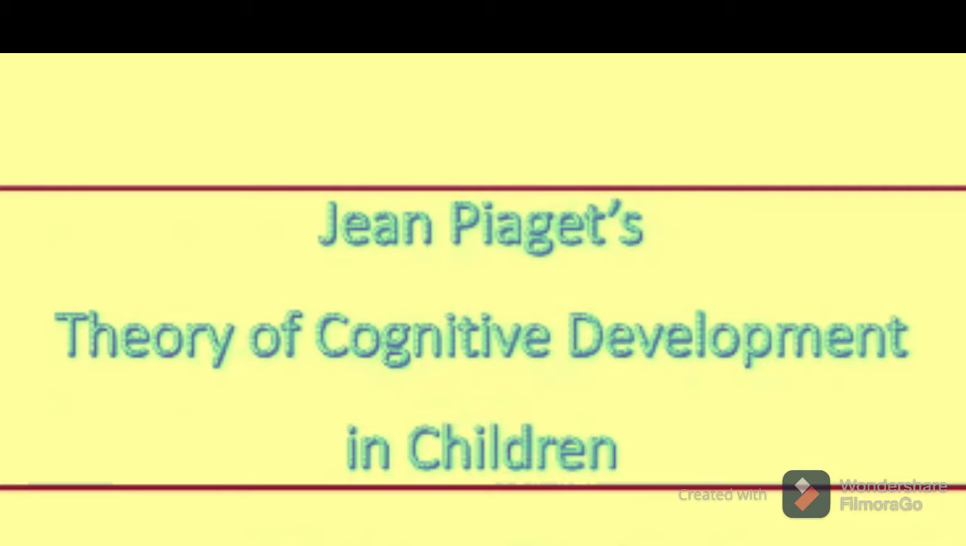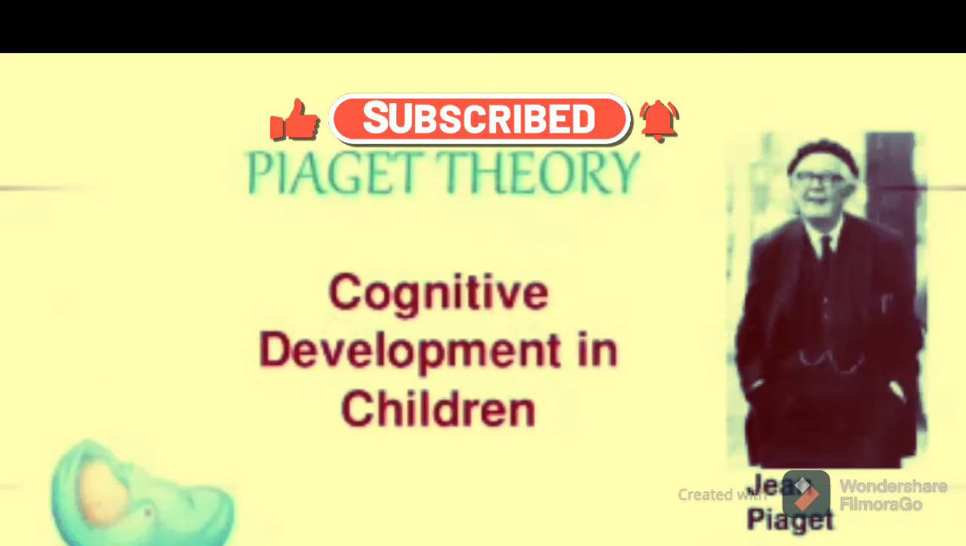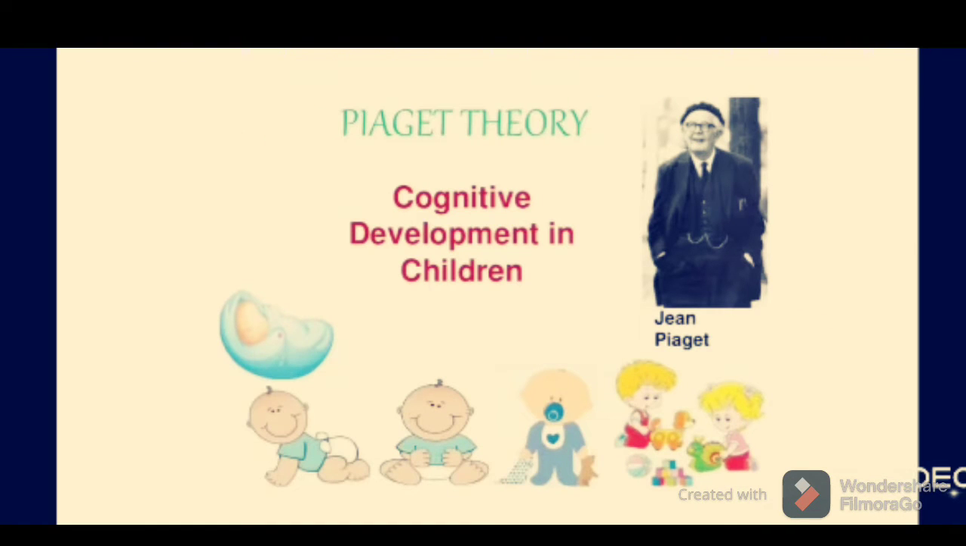Today we are going to see about Jean Piaget's theory of cognitive development in children. The theory of cognitive development was developed by Swiss psychologist Jean Piaget. Cognition refers to thinking and memory processes. Cognitive development refers to long-term changes in these processes.